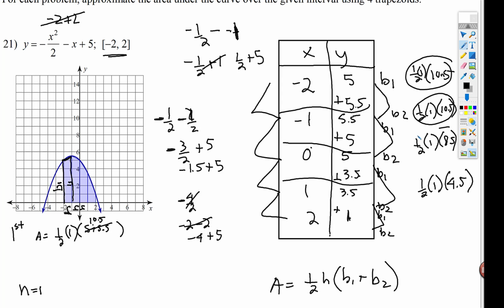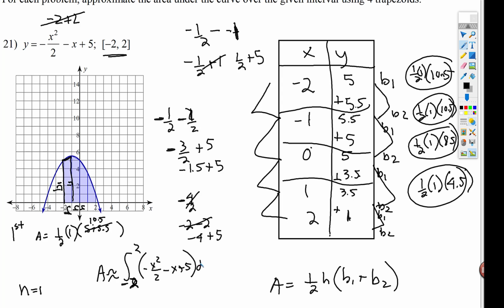And then this plus this plus this plus this, the area approximates the integral from negative 2 to 2 of (negative 1/2 x squared over 2, subtract x plus 5) dx, which approximates whatever all of those add up to goes right there. And we'll practice these in class, but that's the gist of the trapezoid and the midpoint. All right, that's it.